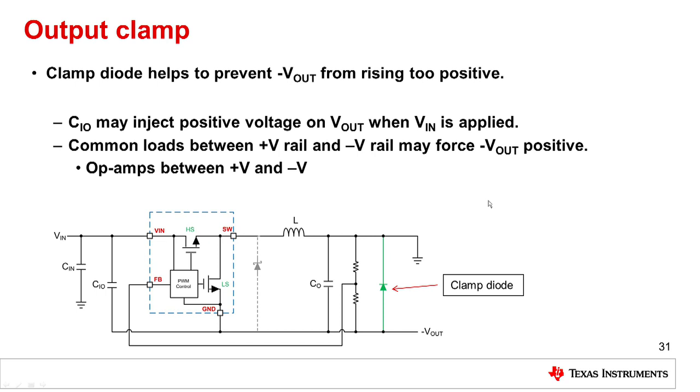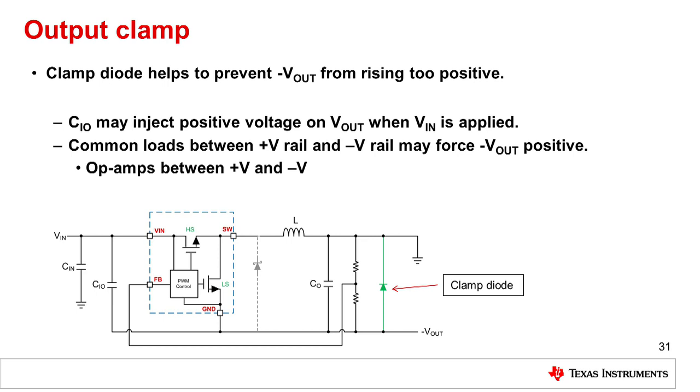Again, oftentimes you might need an output voltage clamp. As an example, if the CIO, the input-output capacitor, is connected directly between VIN and V out, if VIN should rise suddenly, then CIO will couple a positive voltage to your negative output, and that might disrupt some of the op-amps or some of the loads that are sensitive to a positive voltage when they're expecting a negative voltage. The other issue sometimes is that if you're using a split rail, both a positive and a negative supply, such as for an op-amp, the op-amp is seen as a common load between those positive and negative supplies.